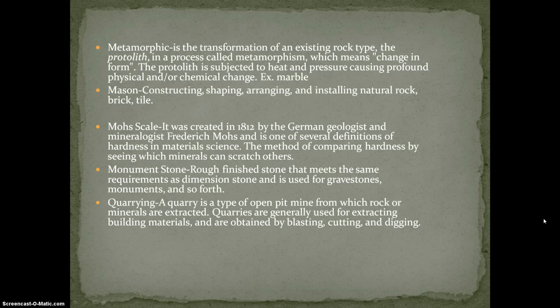Mohs scale was created in 1812 by the German geologist and mineralogist Friedrich Mohs and is one of the several definitions of hardness in material science. The method of comparing hardness by seeing which minerals can scratch others. Monument stone is rough finished stone that meets the same requirements as dimension stone and is used for gravestones, monuments, and so forth.